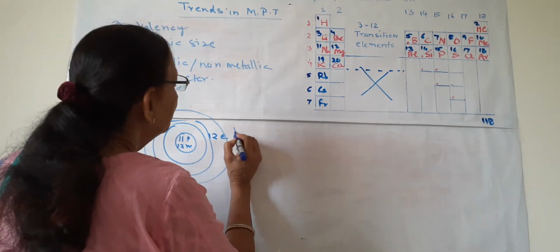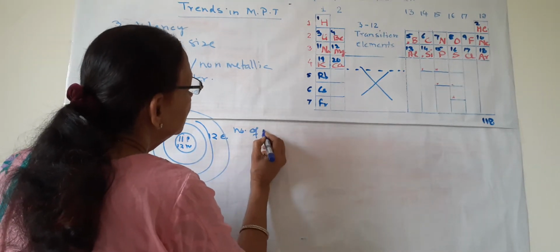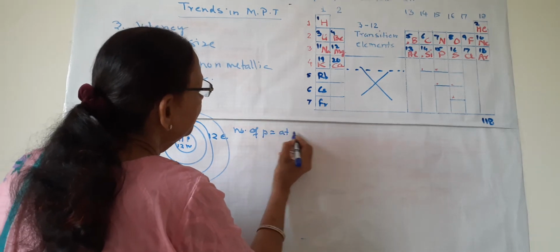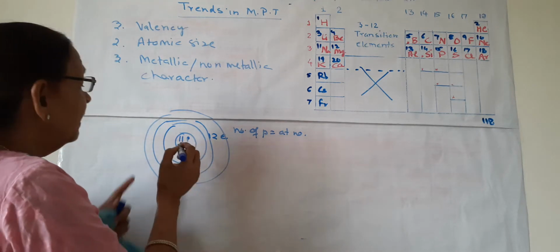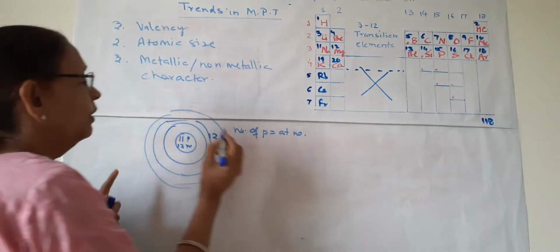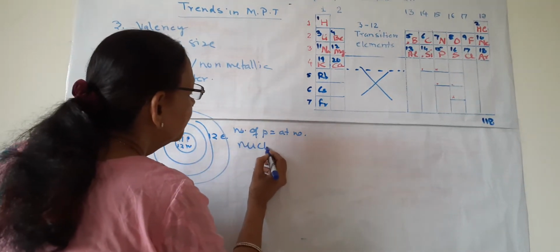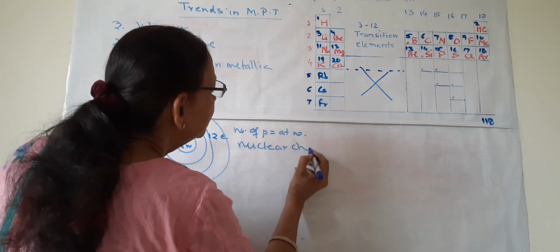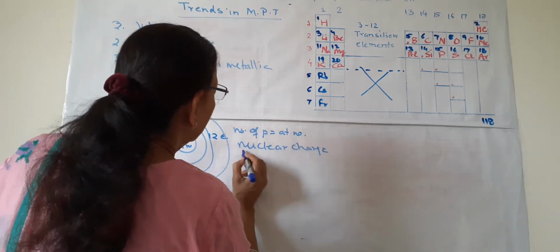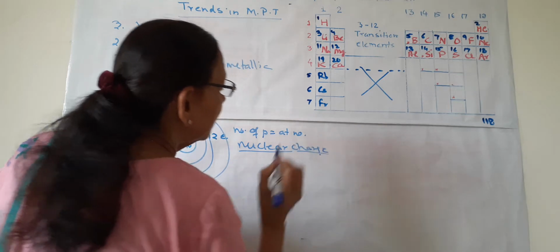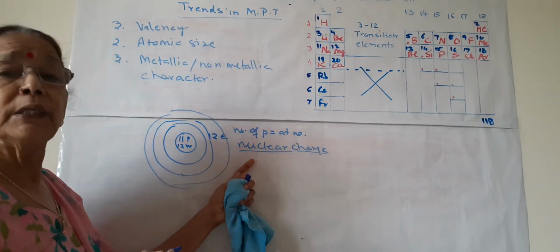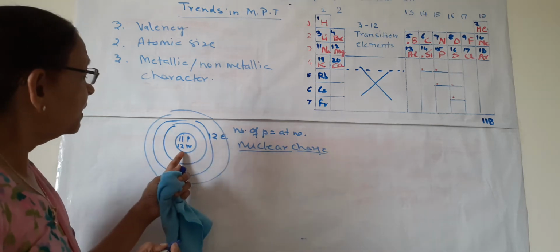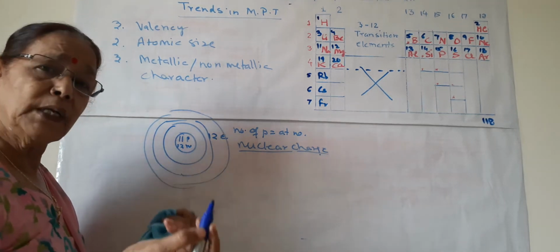We know the number of protons is equal to the atomic number, and this is the nucleus. It is having some charge which is known as nuclear charge. It is an important term and many questions are asked in exams about the nuclear charge. So what is nuclear charge? The charge present on the nucleus is nuclear charge.